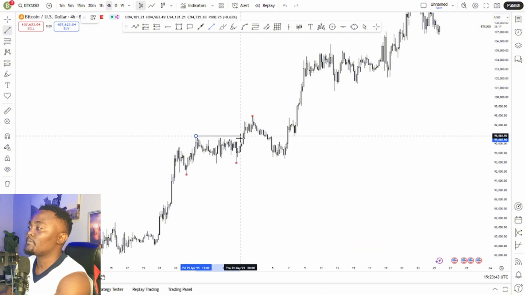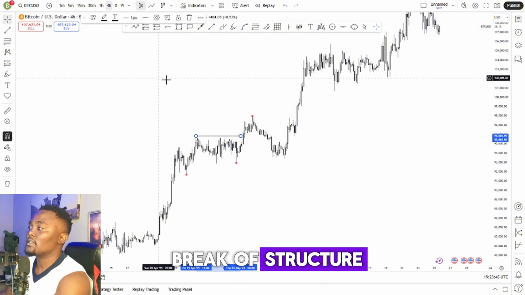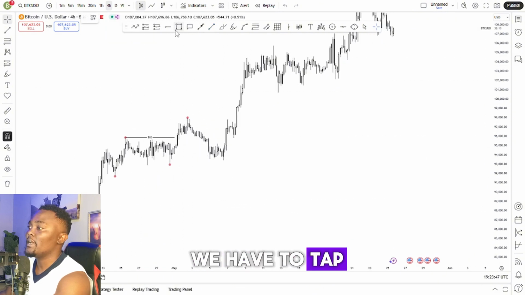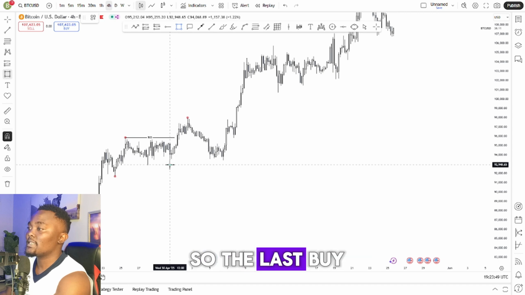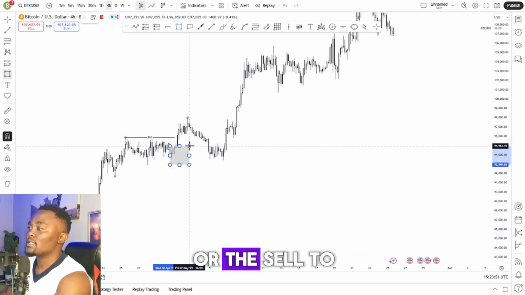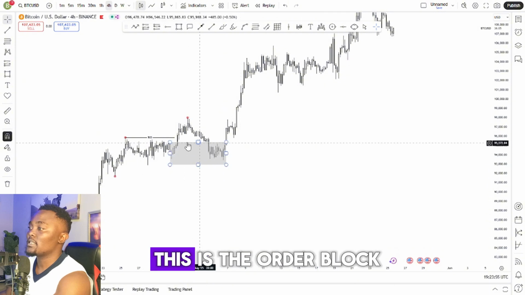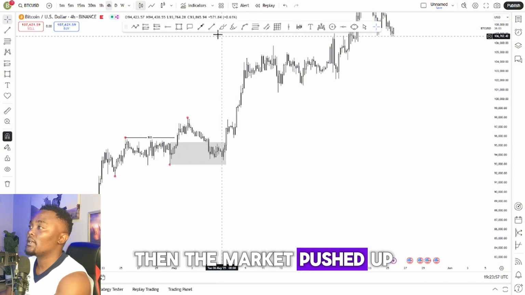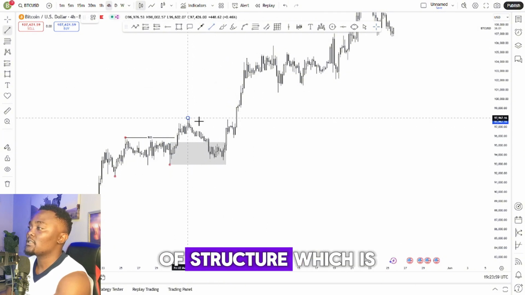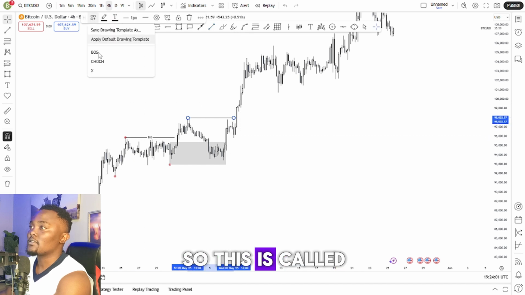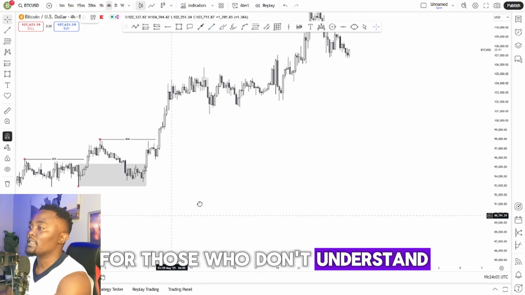right here. Then after having a break of structure, we obviously know that we have to tap into areas of interest. So the last buy to sell candle or the sell to buy candle is this one here, just like that. So this is the order block, then the market pushed up, then we have a new break of structure, which is this one here. So this is called structure mapping for those who don't understand.